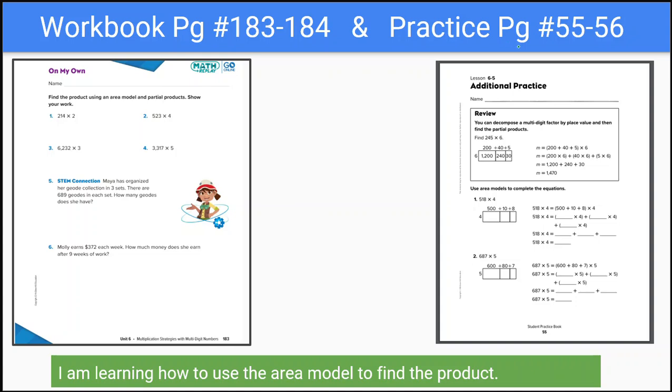Okay, well, today in class, you're going to do workbook pages 183 and 184. Then you're going to do practice pages 55 and 56. Don't worry, we'll help you out. Let's take a look at what's on the Friday quiz.